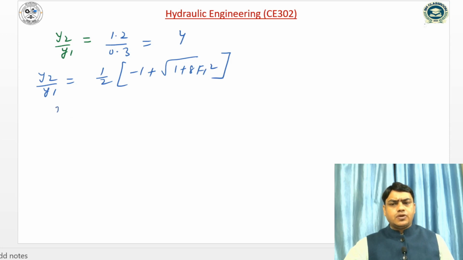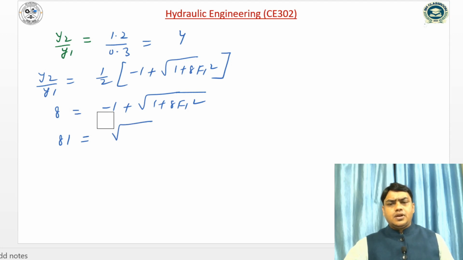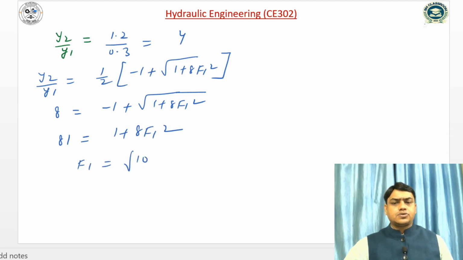So 4 into 2, it will be 8, is equal to minus 1 plus square root of 1 plus 8 F1 square. So 8 plus 1, 9, 9 square is 81, is equal to 1 plus 8 F1 square. So F1 square is 81 minus 1, 80, divided by 8, 10. So F1 is equal to square root of 10, which is 3.16.